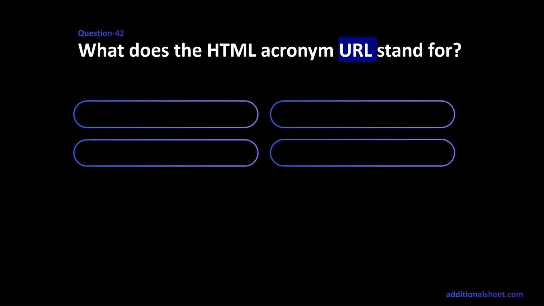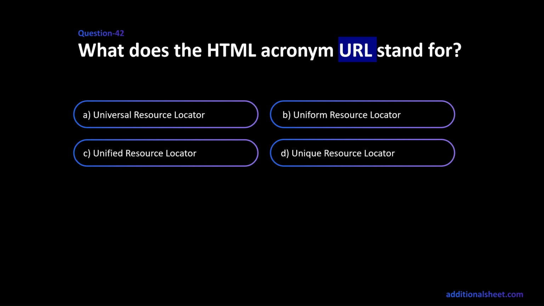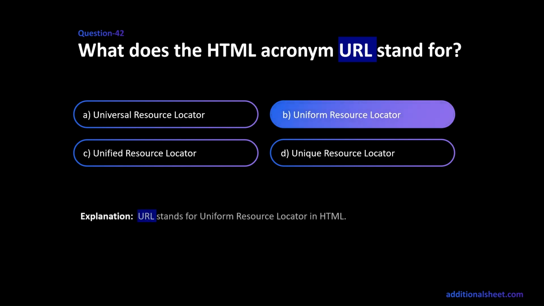Q42. What does the HTML acronym URL stand for? Options are A. Universal Resource Locator, B. Uniform Resource Locator, C. Unified Resource Locator, D. Unique Resource Locator. The correct answer is option B. URL stands for Uniform Resource Locator in HTML.